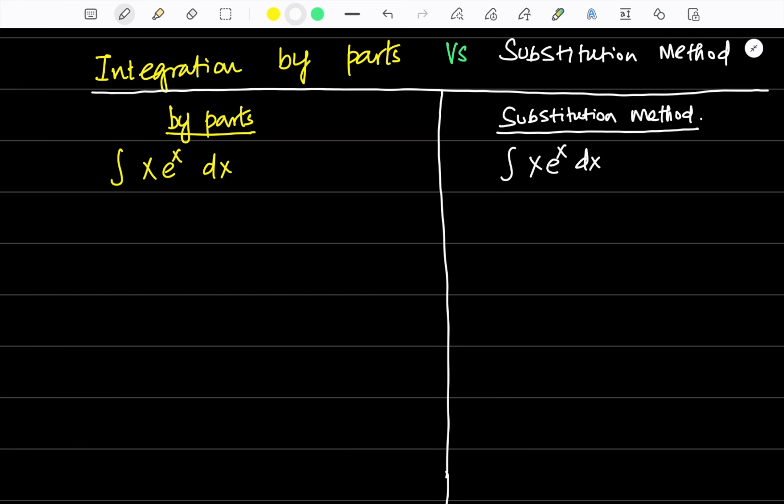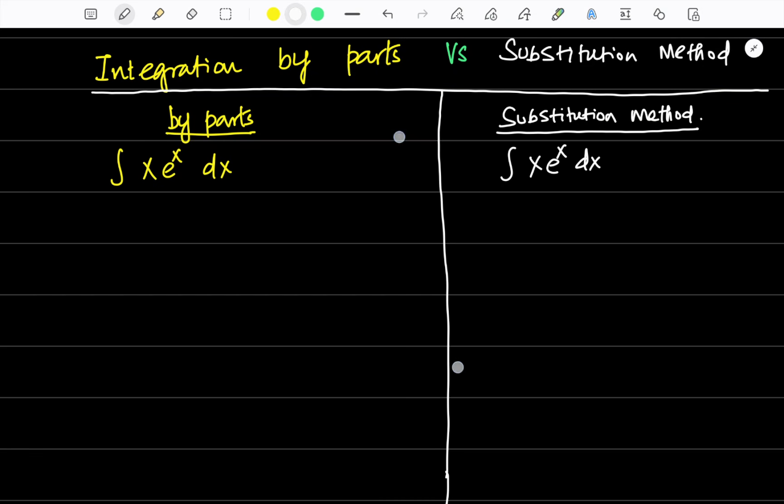In this video, I'm going to teach you integration by parts versus substitution method. Many of you are having a question: teacher, can I do this question by substitution method? Can I do this one by integration by parts? In all the places, you can use both the methods. So let me teach you one question using both the methods, integration by parts and substitution method. The first problem is integral x e power x dx.